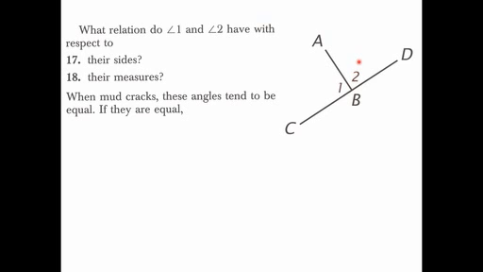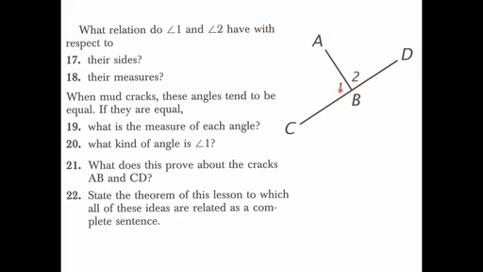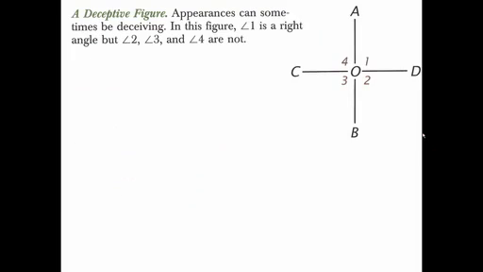It says when the mud cracks, these 2 angles, 1 and 2, tend to be equal. If they are, question 19, what's their measure if they're equal? What kind of angle would that make angle 1 here? And if that's the case, what does it prove about the cracks AB and CD, if what you said in number 20 about 1 is true? And then he wants you to revisit that theorem. That's that trickier one that we worked on near the end of the lesson. This one's a good challenge to make sure you understand what you're doing here.